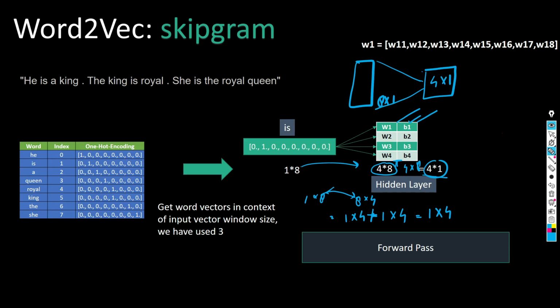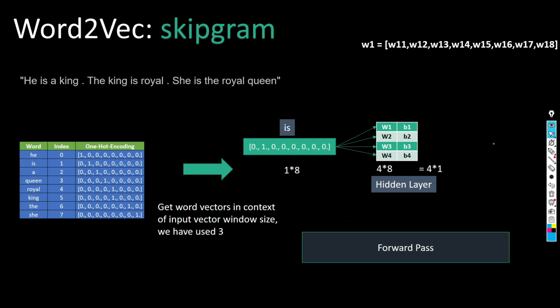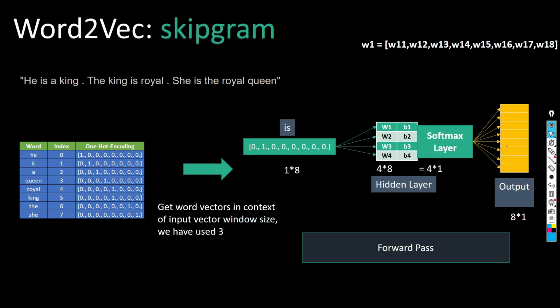Now how to achieve that part? For that you have to apply a softmax next to that. As you can see, whatever outputs are coming out from this matrix, the hidden layer, are fed to a softmax layer 4 cross 1, and this softmax layer converts your output to a higher dimensional space of 8 cross 1. So the output of this vector would be 8 cross 1 again.